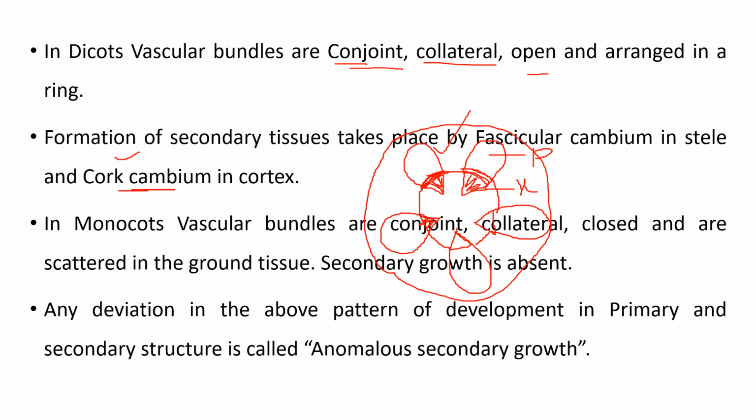But in case of monocot, the vascular bundles are conjoint, collateral but closed because they lack cambium. So they lack secondary growth. In monocots, the xylem and phloem are all scattered throughout the ground tissue and secondary growth is absent. This is the normal case of secondary growth. Any deviation in the above pattern of development in primary as well as secondary structure is called anomalous secondary growth.